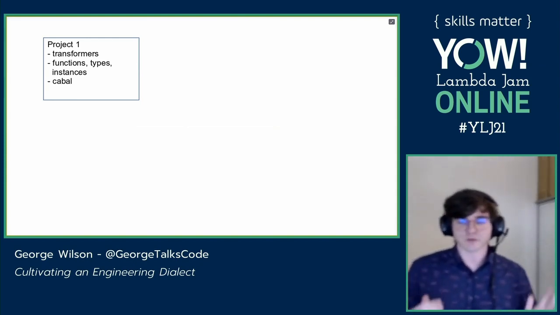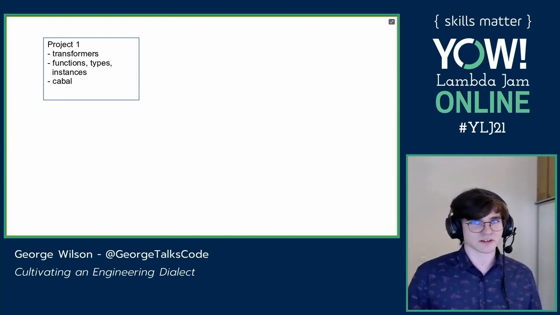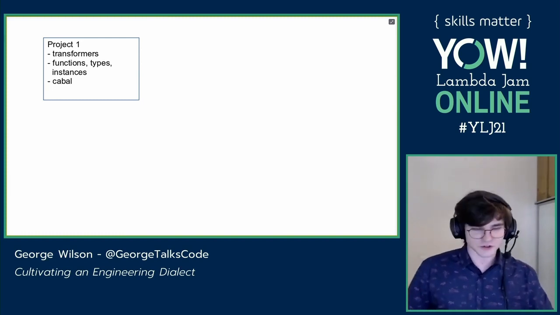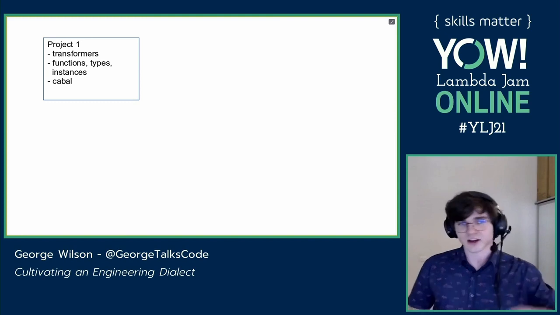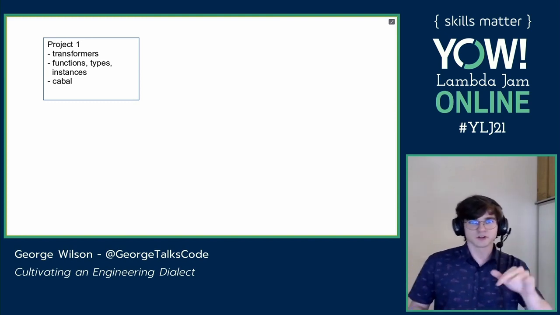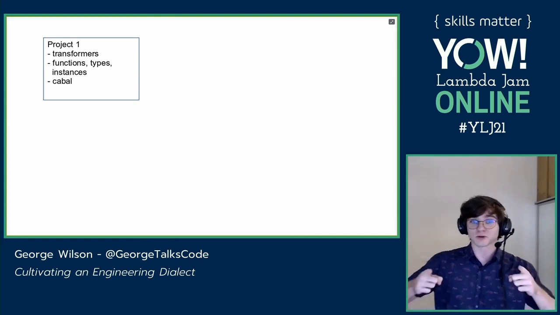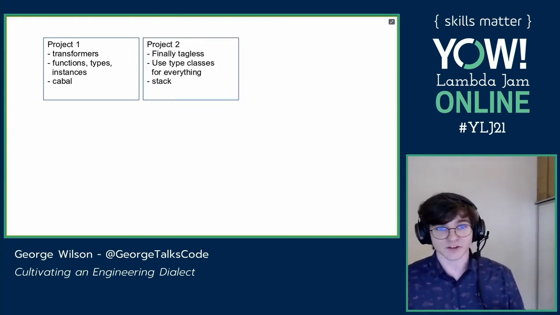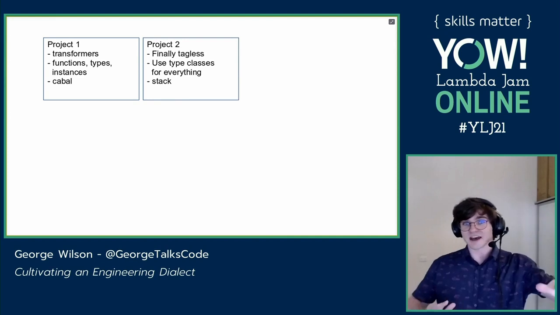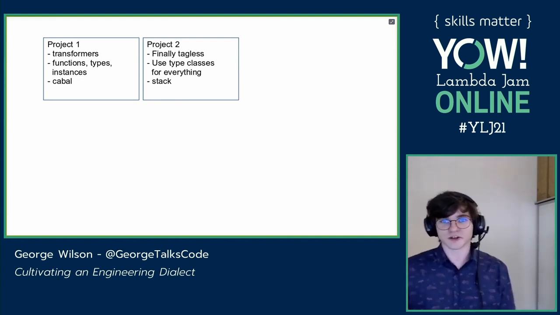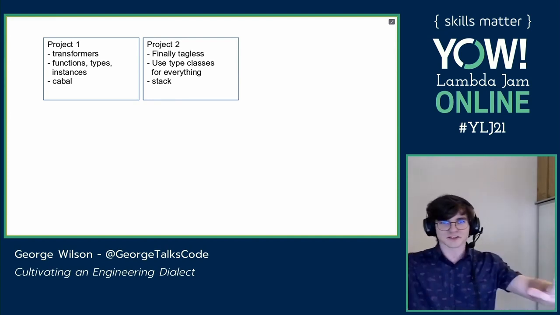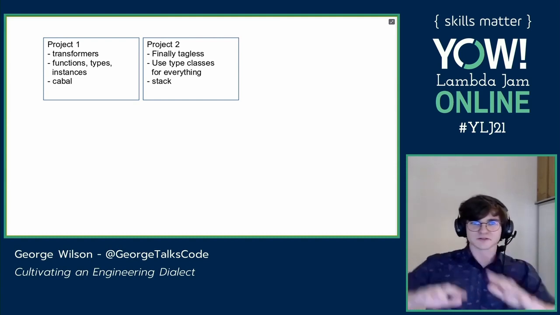And we deliver that microservice, and then the boss comes in and they say, all right, that was good. And now I need you to write a command line application for talking to that microservice. And we say, hey, no problem. In fact, we've learned some more cool stuff, right? So the next project, we're using finally tagless for our architecture. We're using type classes everywhere. We love type classes, right? We're going to use so many type classes for everything.